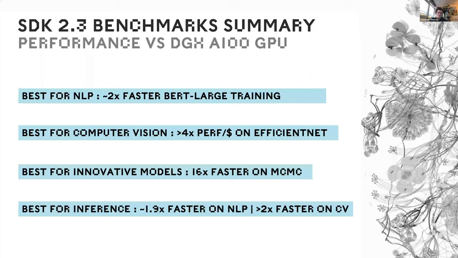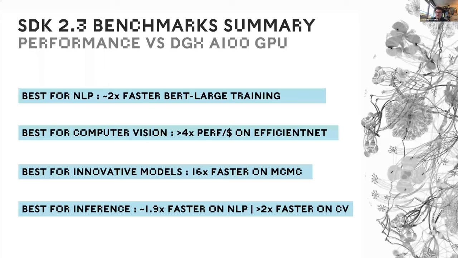And then for inference as well, typically we're seeing throughput gains across the board, but at the same time, because we can perform very well at low batch size, we often see a very low latency as well, which, depending on the application for inference, can be vitally important.